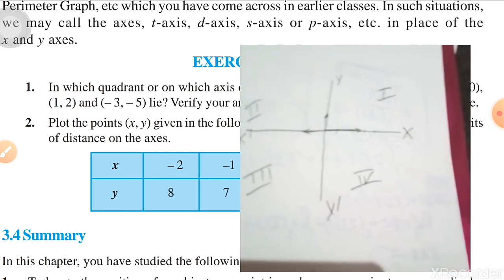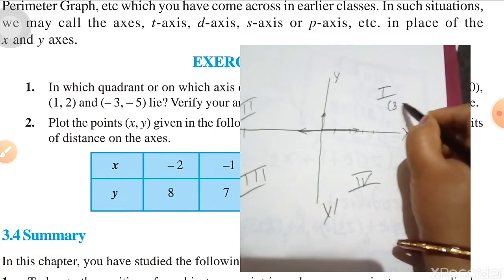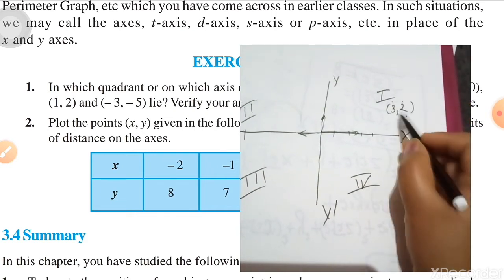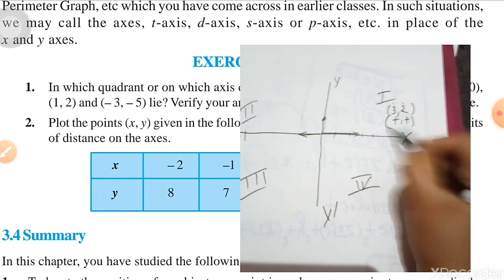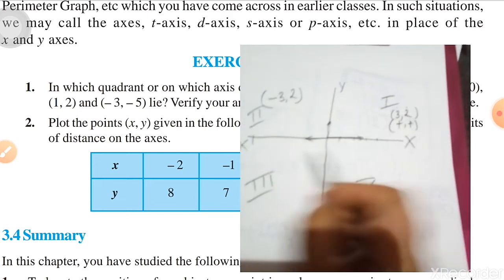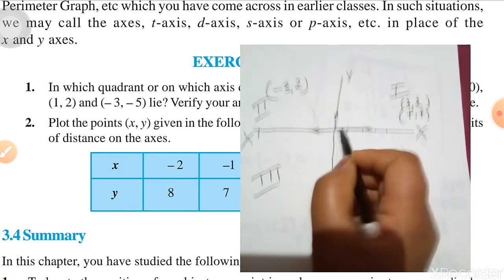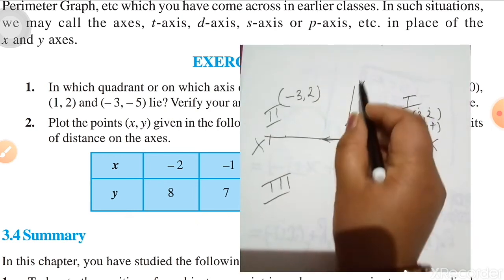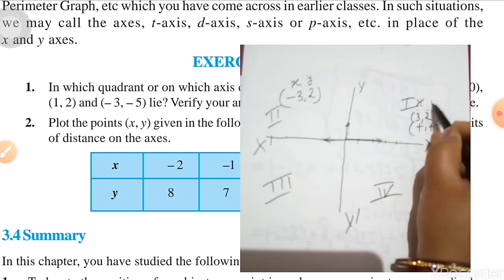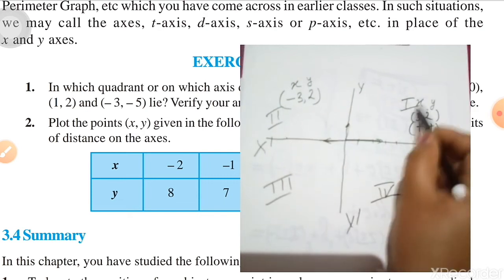As I told you in my previous video also, all the points which are positive, like 3 comma 2, where you can see this is positive and this is also positive, so these plus-type points will lie there, and minus 3 comma 2 will lie here. Why? Because you can see that the x-axis is negative and the y-axis is positive. So this is the x point and this is the y point. X is positive, y is positive, so all positive will lie here.